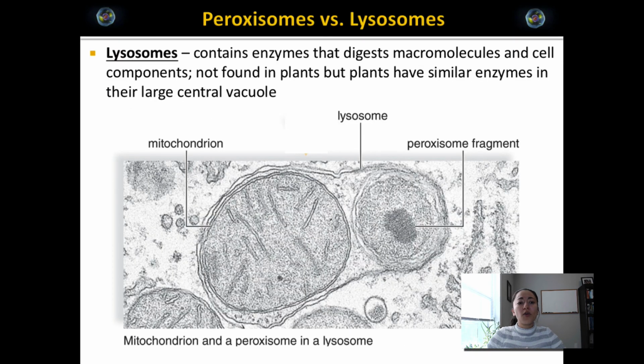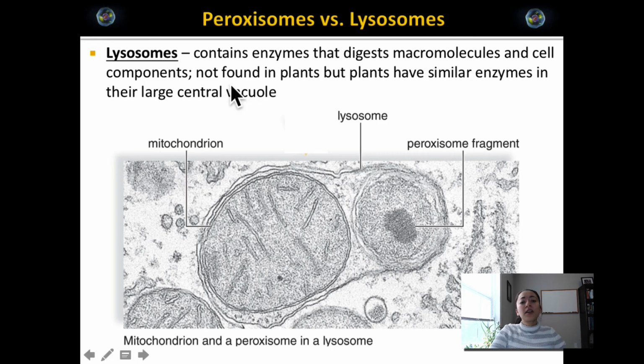Lysosomes, on the other hand, are only found in animal cells. They contain enzymes that digest macromolecules, so really large molecules. Not only do they break down large molecules, they also break down cell components that are no longer needed. For example, if you look at this image here, you can see the lysosome, which is really large here. And this lysosome is actually breaking down and recycling a mitochondria within the cell. And it's breaking down a peroxisome. So it's actually recycling cell components that might have aged or maybe are not working properly.